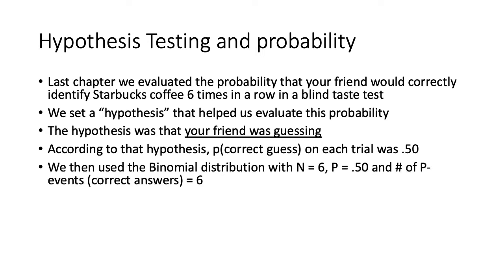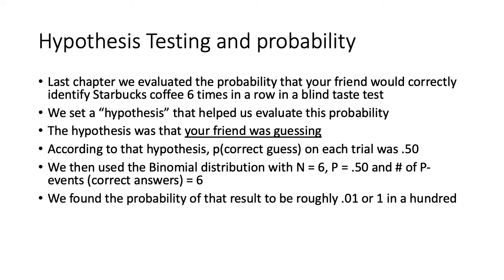We used that fact to obtain a probability out of 6 trials of getting 6 correct answers, given that the probability of a correct answer would be 0.5. We found that the probability of getting 6 out of 6 was roughly 0.01, or we'd expect that to happen 1 in 100 times if we did this experiment over and over and over again.